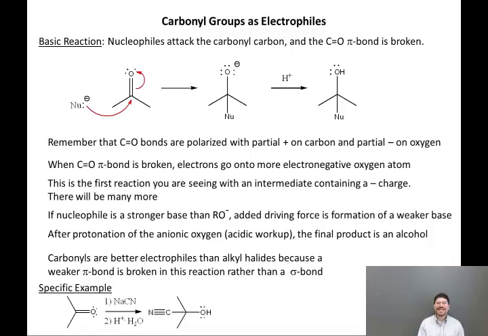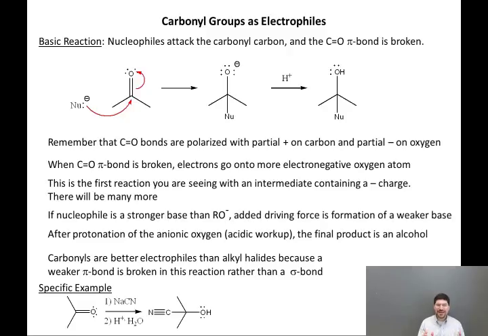A specific example of this would be the reaction of acetone with sodium cyanide followed by acidic workup. And acidic workup would just be what you write in the problem would be H plus and H2O. And notice the notation that I put here, putting a reagent above the arrow with a 1 next to it and a reagent below the arrow with a 2 next to it.